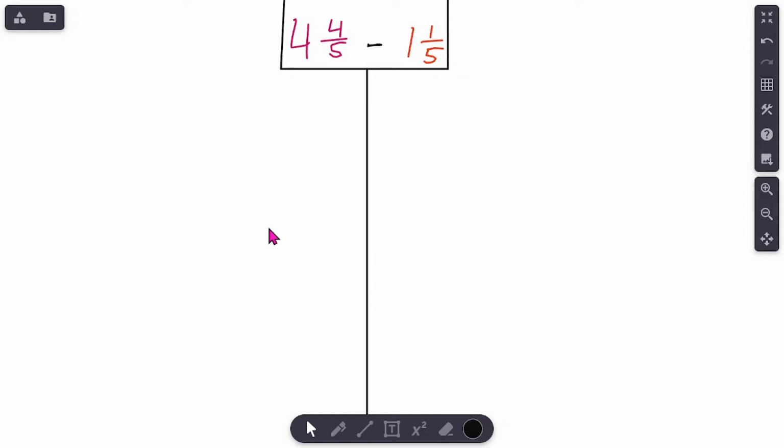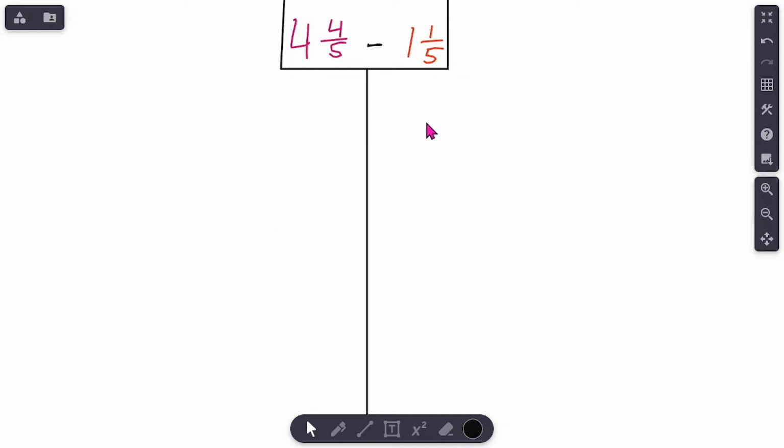Watch our models video for subtracting mixed numbers, because being able to see what that looks like is really important. These strategies I'm going to show you here are awesome strategies and they're really efficient, but make sure that your students know what it looks like to actually subtract it, okay? And you can find those videos in the description below. So here we go.